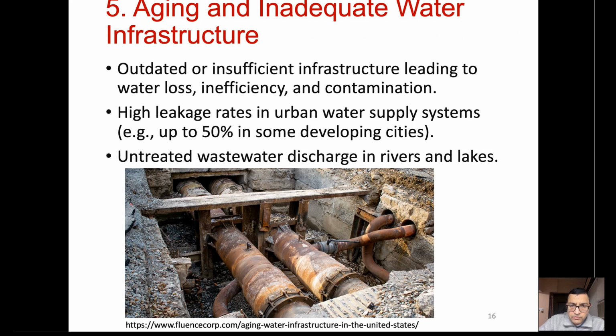And many of you might be aware of the Flint water episode and how the community was impacted by that incident, which was exacerbated by the aging infrastructure, which was at the core of the whole episode. In the coming decades, a lot of this infrastructure needs to be replaced, but the funding for that is hard to come by. And because of this inadequate water infrastructure, untreated wastewater discharge happens in rivers and lakes across the world.